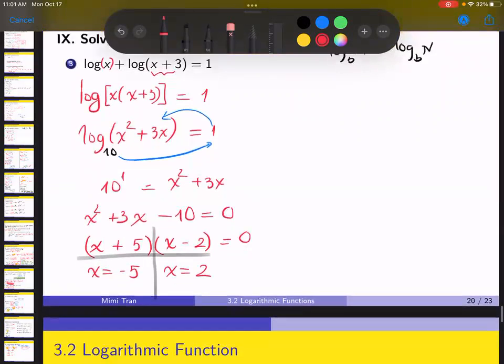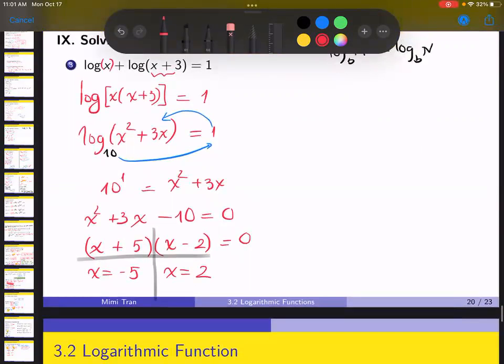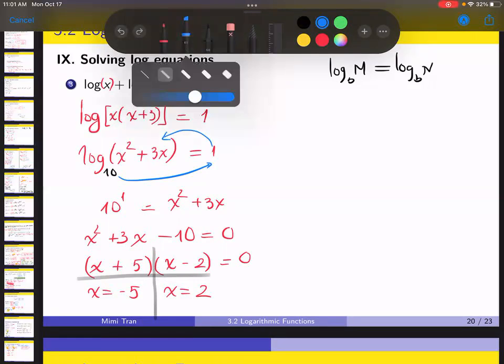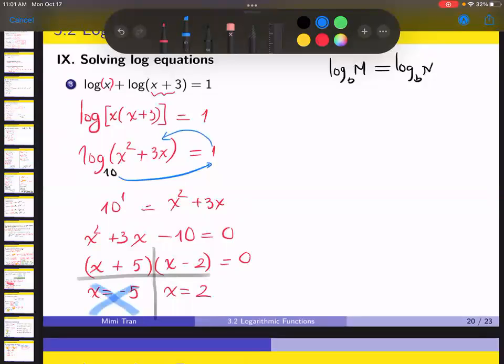All right, now it's time to check. Is 2 okay? Look at the first line, at least it doesn't have a negative input, right? So it's okay. It's definitely not -5, right? When I've been checking the answer, I know -5 is not gonna work because when you plug into the first log, log of -5, it's bad, right? So you cross that out. So on the exam, you do that, I know that you check.